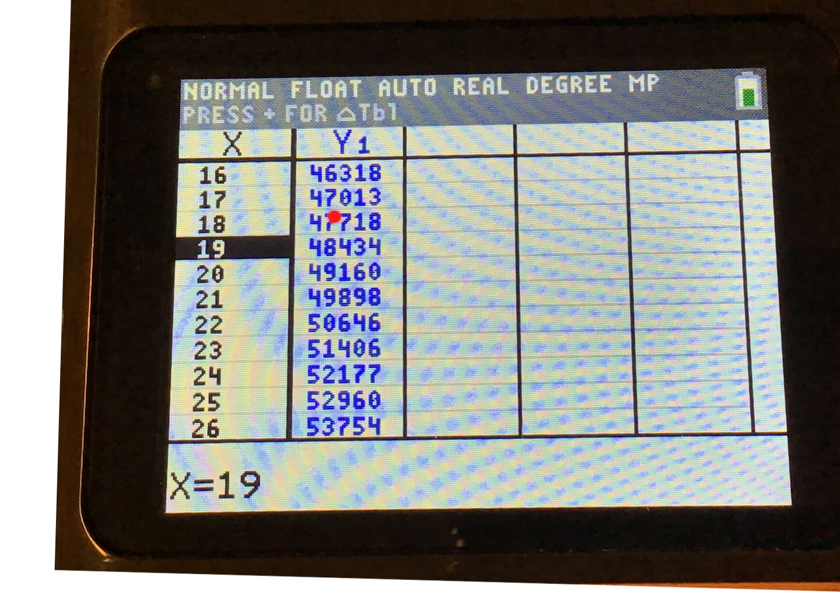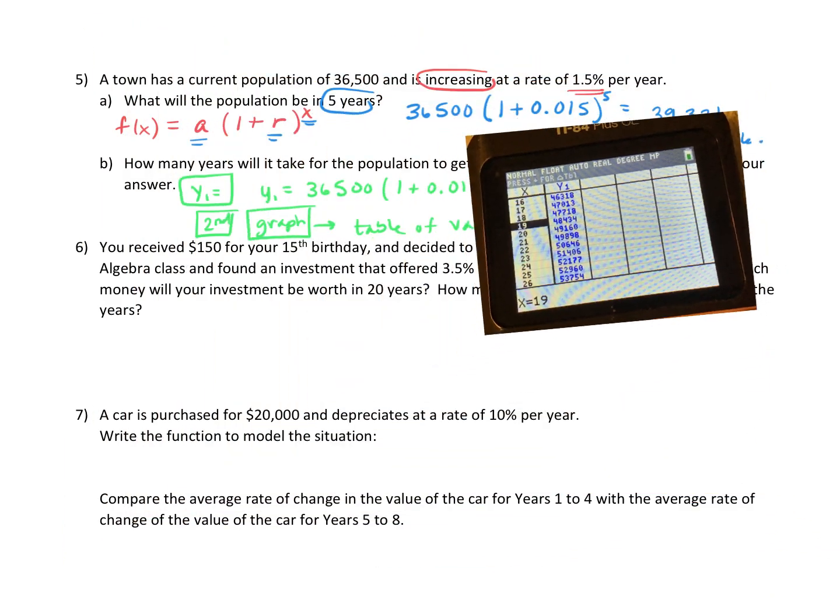So the question we're being asked is, after how many years will the population get above 50,000? So we're just kind of tracking the population, 49, 49, 50. So in 21 years, our population is at 49,898, so it's not above 50,000 yet. But in 22 years, our population jumps above 50,000. So that 22 years, that is what we're looking for.